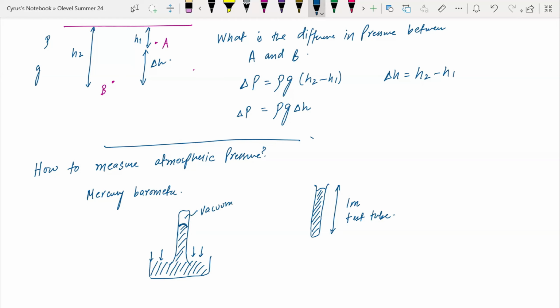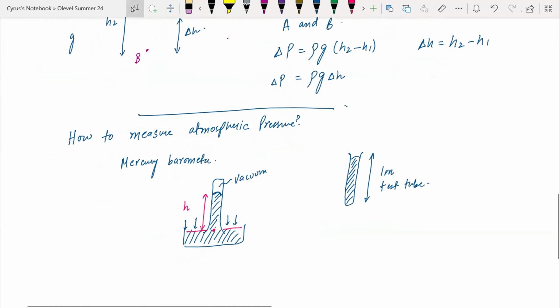देयर माइट बी सम लिटिल बिट ऑफ एयर प्रेशर, बट दिस थिंग इज द वैक्यूम, राइट? तो this height that we have is representing what? This is representing the atmospheric pressure. This height represents the atmospheric pressure, right? Because the atmospheric pressure is acting here, here, and that will also be acting here. So from here to here, this height represents the atmospheric pressure, right?